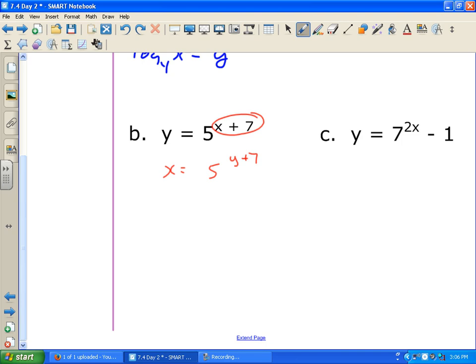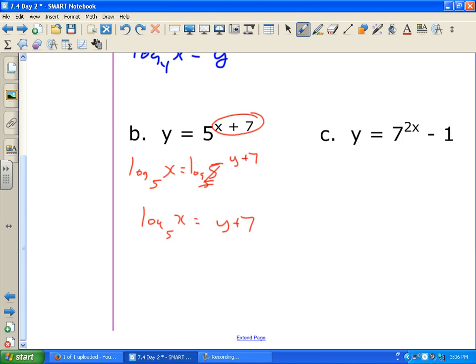Just like the previous problem, you need to look to see where things are located because they will tell you what you do first and what you do second. That's what students' biggest mistake usually is on these problems. So the y plus 7 is an exponent, so I need to get rid of that base first. So the first thing I'm going to do here is log base 5 both sides of the equation. So now I have log base 5 of x equals y plus 7.